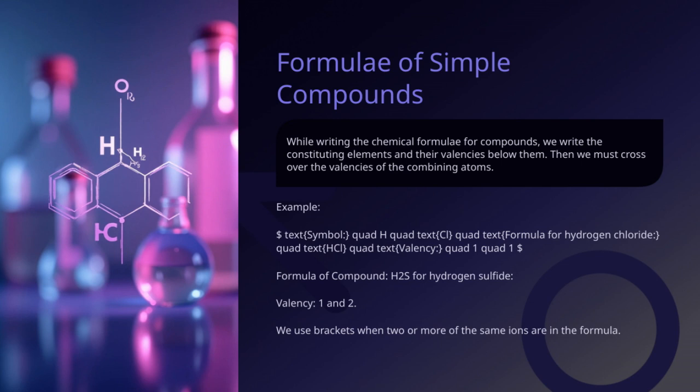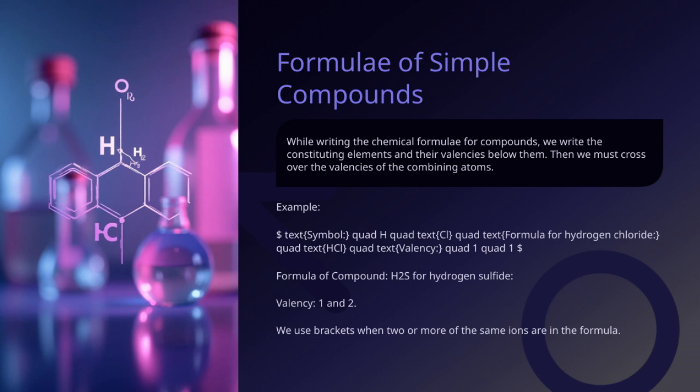The valency, which is the combining power of an element, typically ranges from 1 to 2 for many elements we encounter. For example, consider hydrogen sulfide, which has the formula H2S here. The 2 hydrogen atoms are written before the sulfur atom, and the subscript 2 indicates there are 2 hydrogens. Let's look at another example, hydrogen chloride with the formula HCl. In this case, hydrogen has a valency of 1, and chlorine also has a valency of 1.